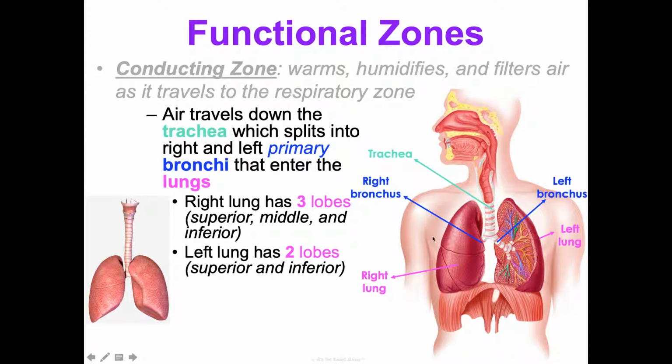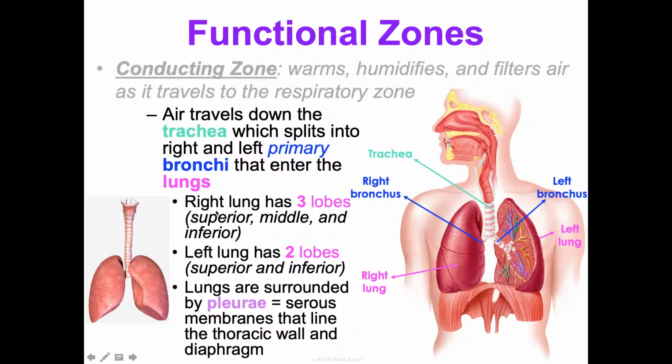I didn't think you could see it as clearly in this, so I included this picture as well, where you can definitely see the 1, 2, 3 of the right lung and then the 1, 2 of the left lung. And then your lungs are surrounded by pleurae, which, if you remember, we talked about different membranes in concept 3 of unit 1. These are just serous membranes, and they line your thoracic wall and your diaphragm.